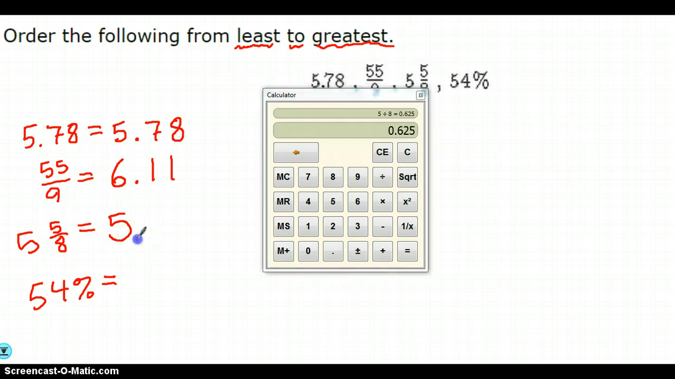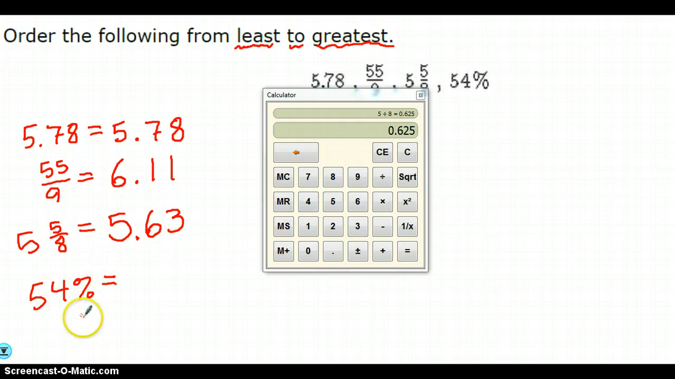So 5.625. Now, we're going to go ahead and round it to 2 decimal places. So do you think this should be 5.62 or 5.63? Hopefully you said 5.63. Because this is a 5, we remember 5 and above, give it a shove. And so we shove this 2 into a 3.